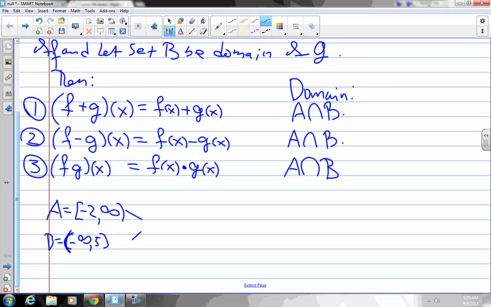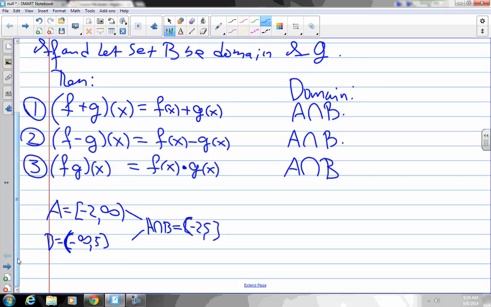So what will be the intersection here? What is the overlap between these two sets? Where do these two sets overlap? Well, what numbers do they share? No, this one starts at -2, so it doesn't. From -2 to 5, right? These are the only numbers that these two sets share.